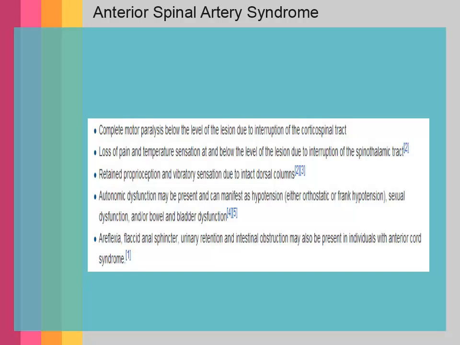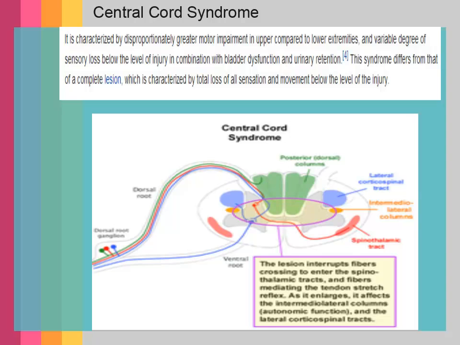As a result of the distribution of an anterior spinal artery lesion, there will be a flaccid areflexia with complete paralysis below the level of the lesion. Again, there will be bilateral spinothalamic tract involvement, but there would be complete preservation of vibratory and joint position sense. In addition, there would likely be autonomic disturbances such as hypotension with possible bladder and bowel dysfunction, as well as urinary retention.